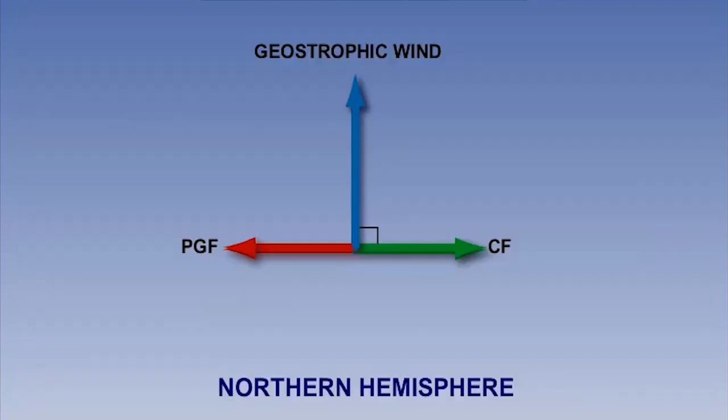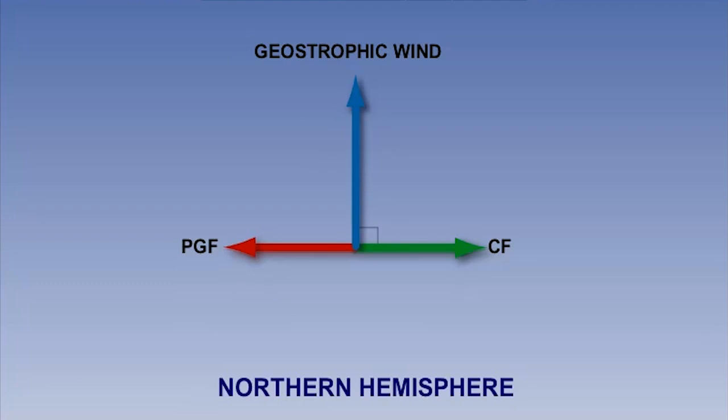Let's now use what we have just learnt and see how the direction and speed of the surface wind will change diurnally. The example shown is for the Northern Hemisphere. Again, like before, we will use the geostrophic wind and its forces to understand what is happening.